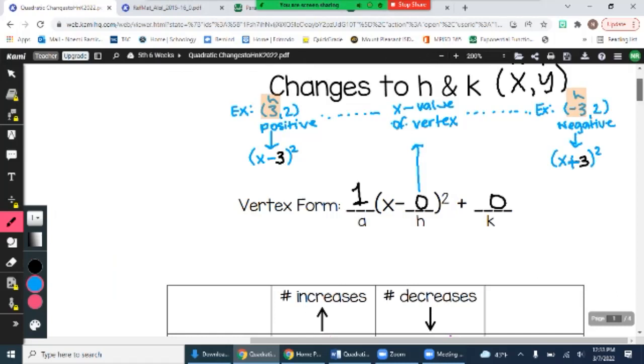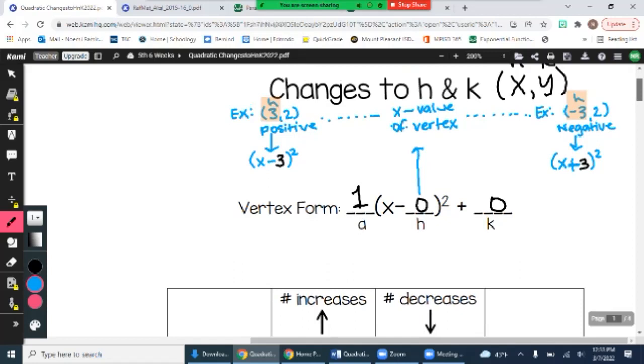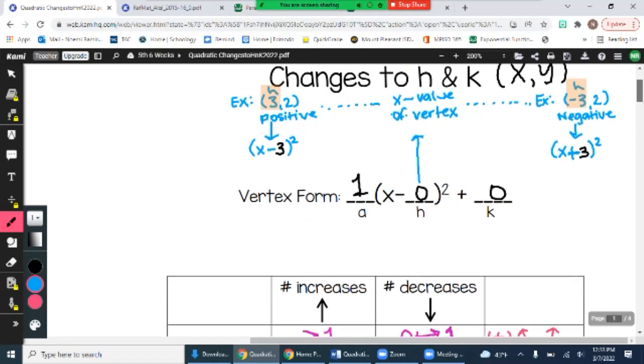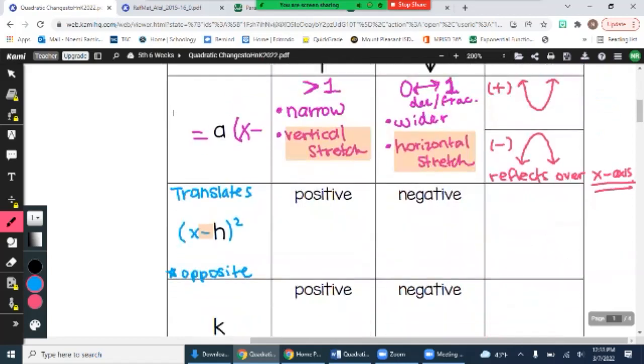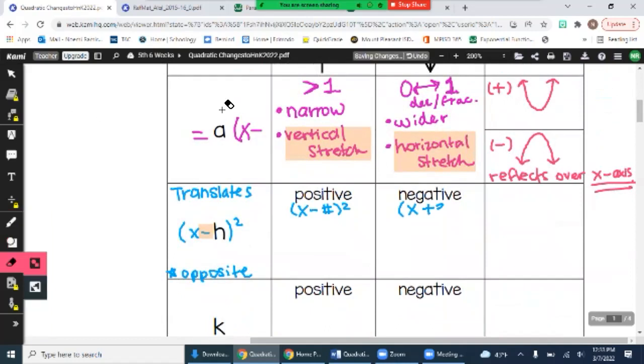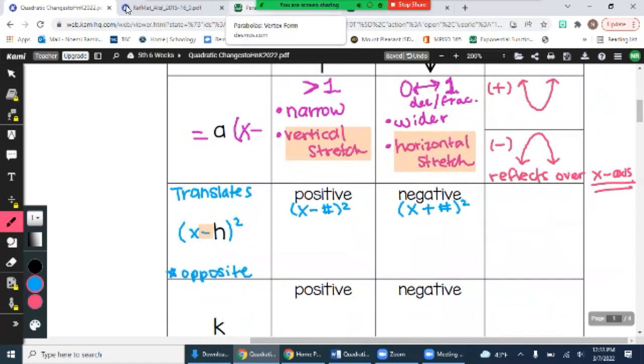And that is something that we learned last Wednesday with vertex form, when we were taking the vertex and plugging it in. So if it's a positive number, it'll remain x minus the number squared. If it's a negative number, the formula should read as x plus the number squared. That part of the formula at least.